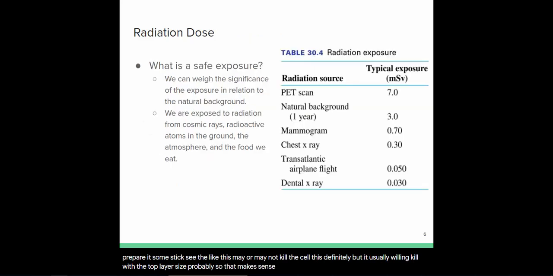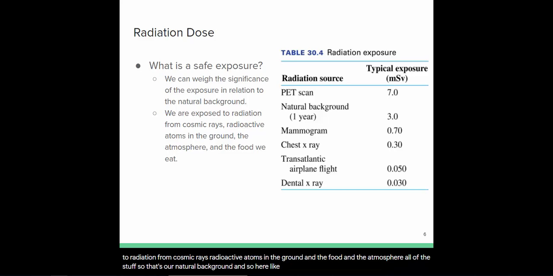Okay. So radiation dose. What's a safe exposure? Don't really know. So in order to think about a safe exposure, we compare it to background radiation. We go, okay, this is what's typically happening given a whole year of life here on Earth. And so we compare what you're getting to natural background, right? You're always exposed to radiation from cosmic rays, radioactive atoms in the ground, and the food, and the atmosphere, all of this stuff. So that's our natural background.